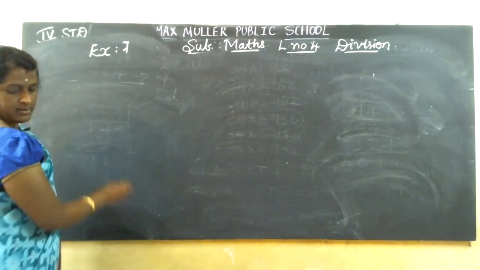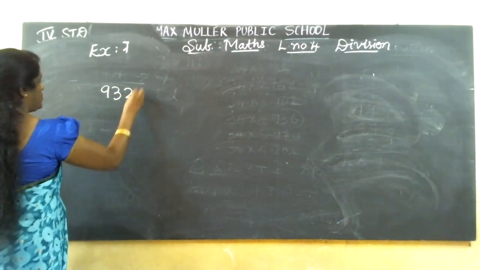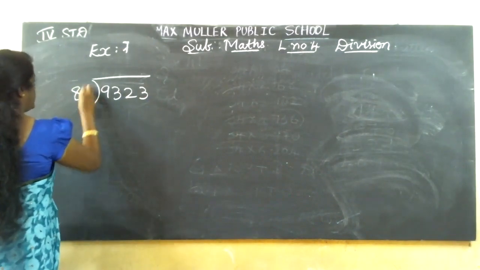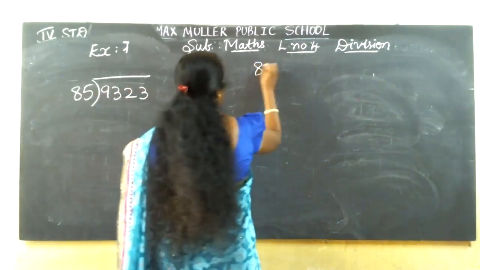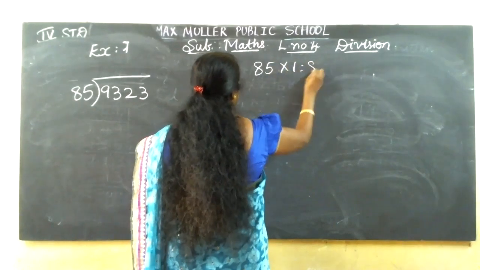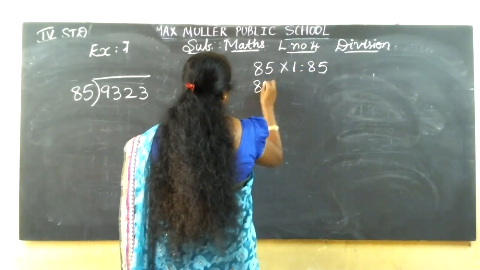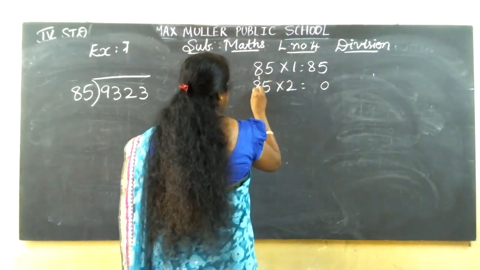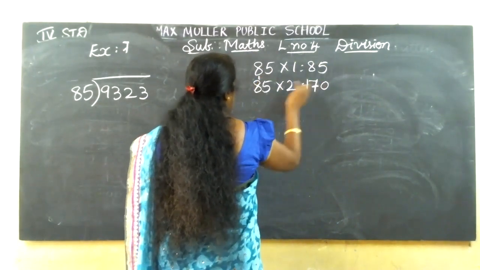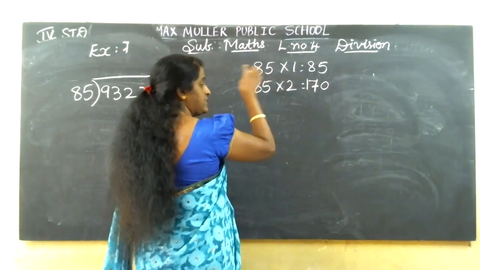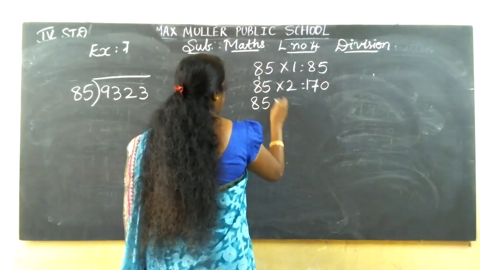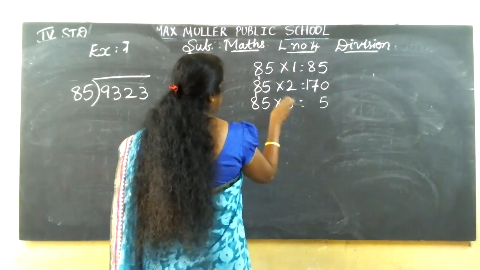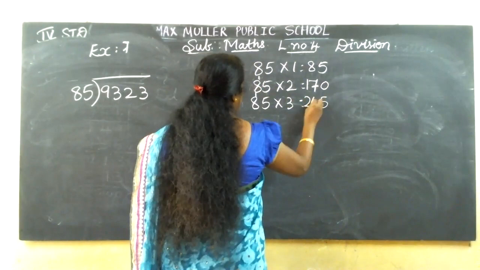The second one, 9323 divided by 85. So 85 table you have to do. 85 ones are 85. 85 twos: 2 fives are 10, 2 eights are 16 plus 1, 17. 2 ones are 2, 2 twos are 4, 2 threes are 6. Count up to 8. 85 threes: 3 fives are 15, 3 eights, 8 ones are 8, 8 ones are 16, 8 threes are 24 plus 1, 25.